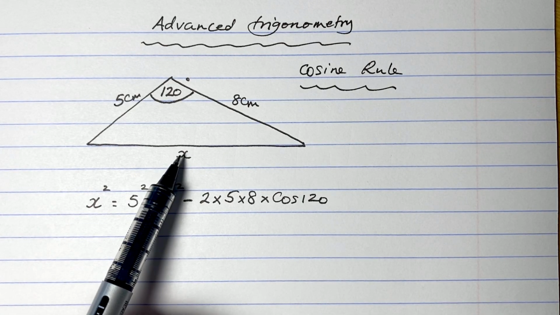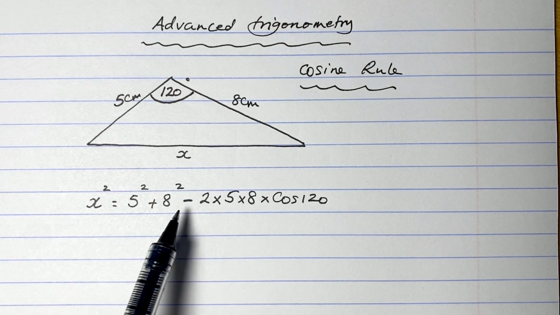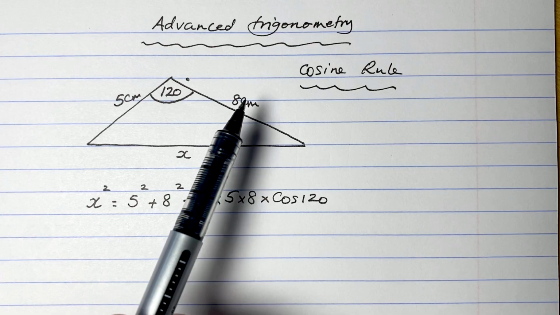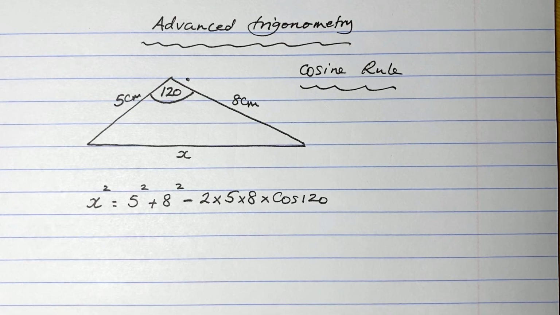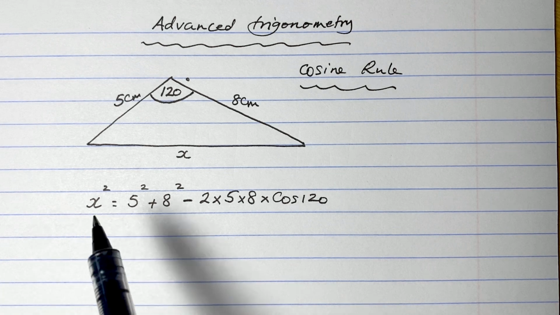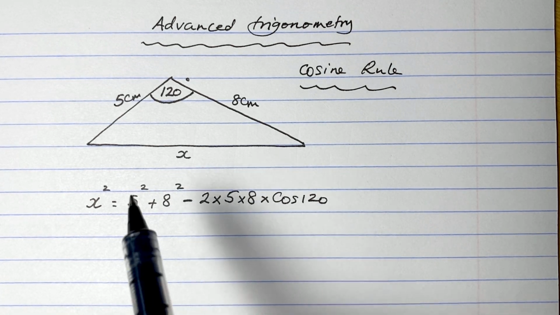The cosine rule states that the side you want to find to the power of 2 equals the other two sides squared added together, minus twice the multiplication of those two given sides times the cos of the angle between those two given sides. So once you understand this concept, you can apply it to any question.